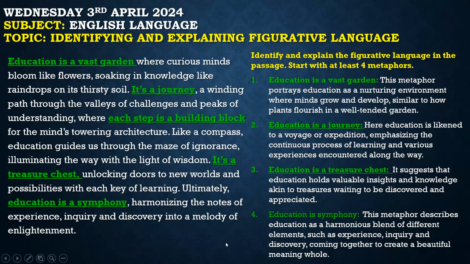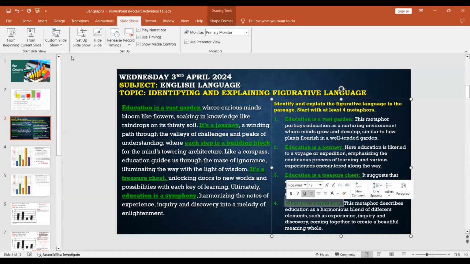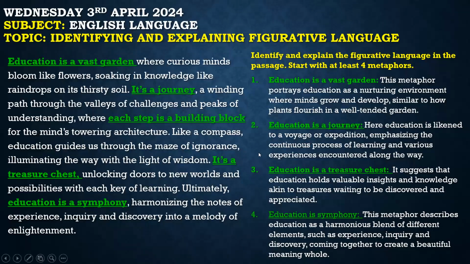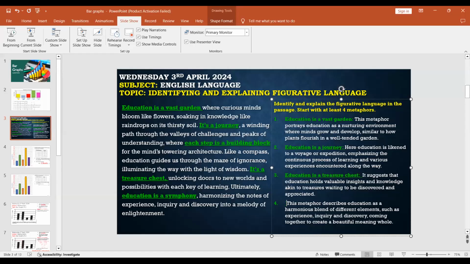Go ahead. Can you read the 4th one? Education is a symphony. One moment. Let me underline it first. Education is a symphony. Go ahead and read that. Yes, sir. This metaphor describes education as a harmonious blend of different elements, such as experience, inquiry, and discovery coming together to create a beautiful, meaningful whole. Thank you. A beautiful, meaningful whole.